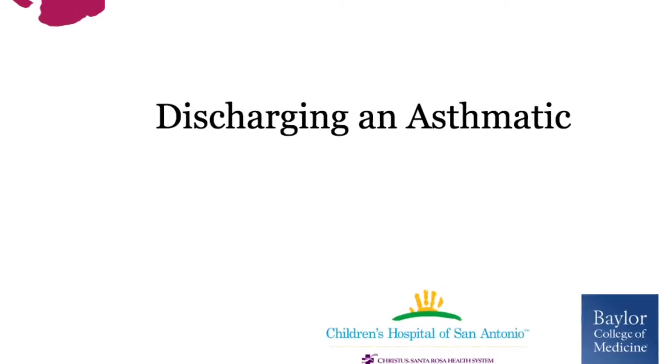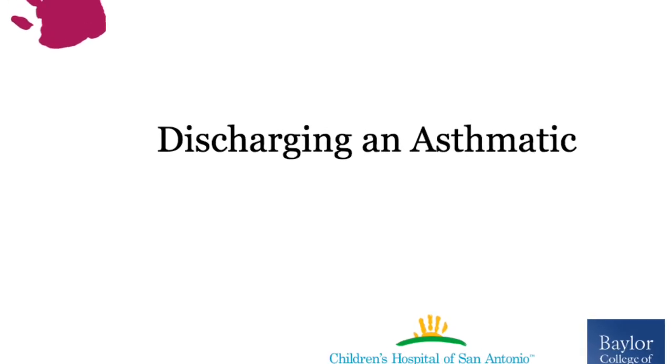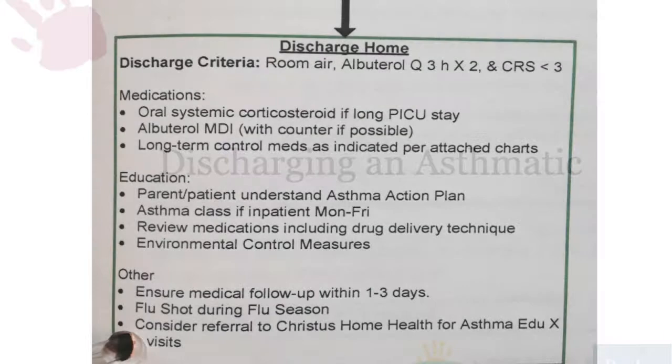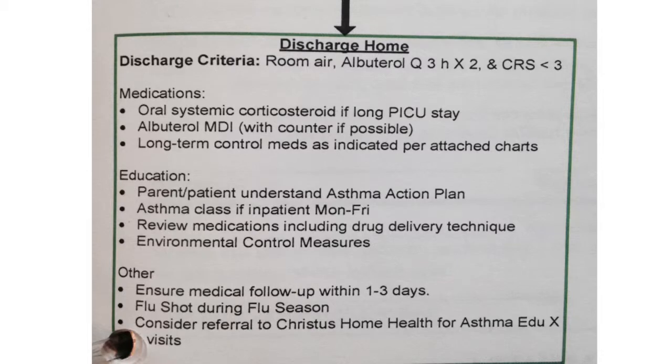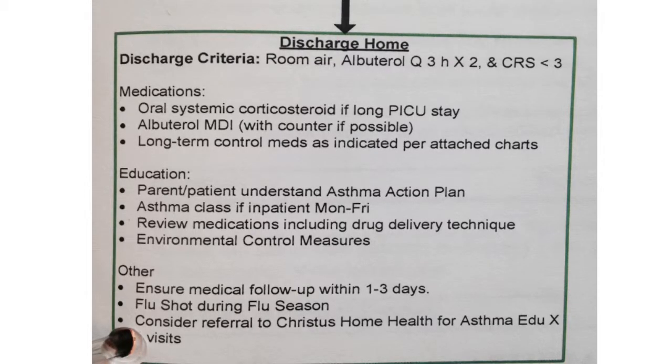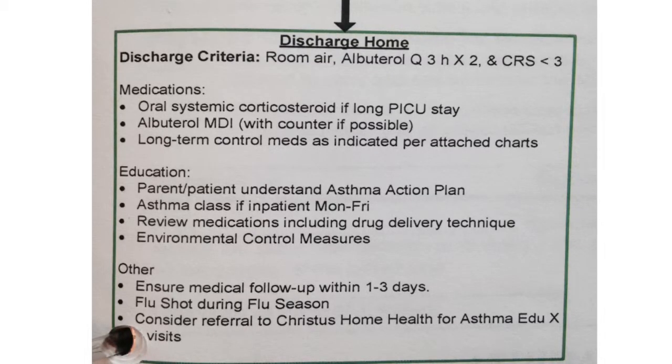The discharge process for asthma patients is just as detailed as the admission. This box on the asthma pathway indicates when a patient is ready for discharge. As you can see, there are several criteria to be met.